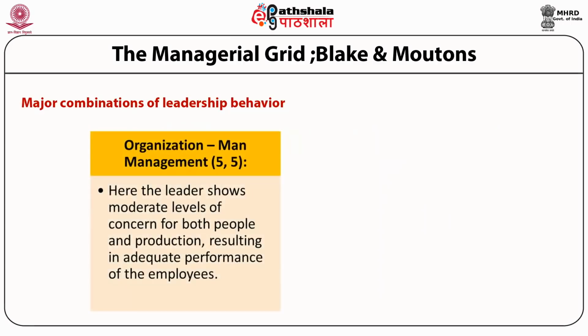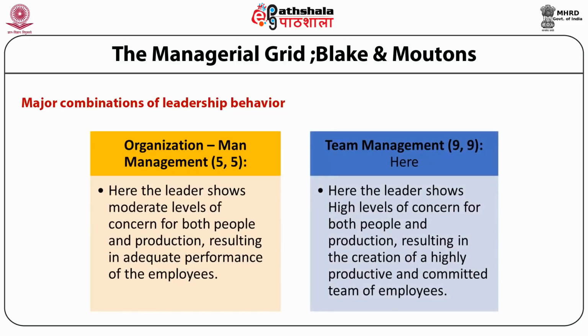In the organization management, the leader shows moderate levels of concern for both people and production, resulting in adequate performance of the employees. In the team management, the leader shows high levels of concern for both people and production, resulting in the creation of a highly productive and committed team of employees.